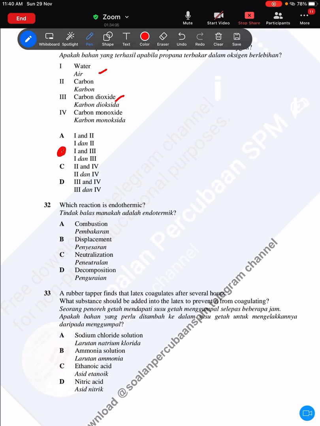Next, which reaction is endothermic? It's a very general and direct question. Endothermic, you are absorbing the heat. You are absorbing the heat. Which one will be the endothermic? Any idea, my dear?